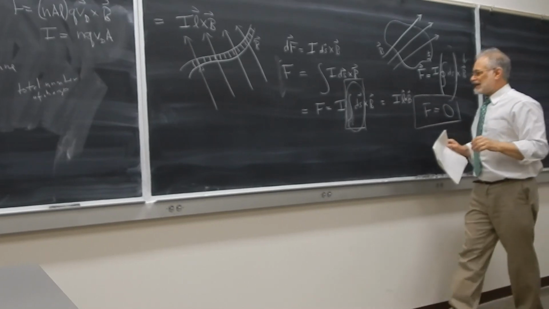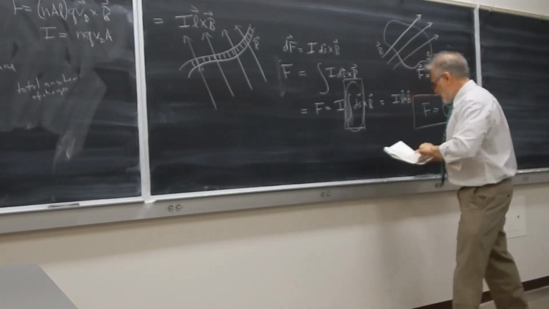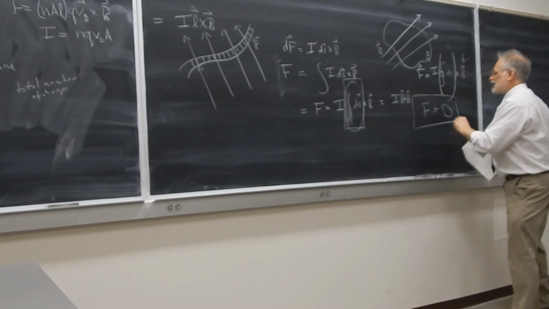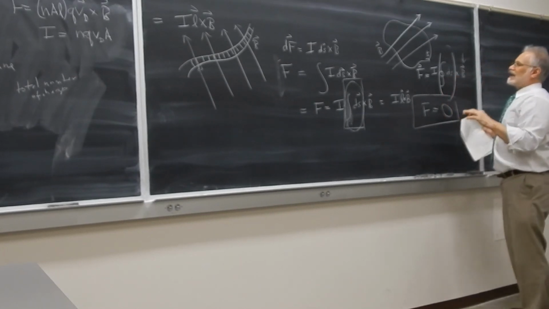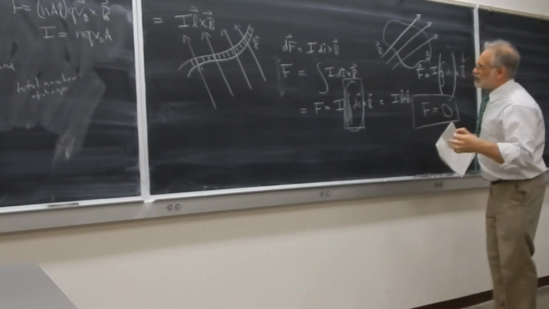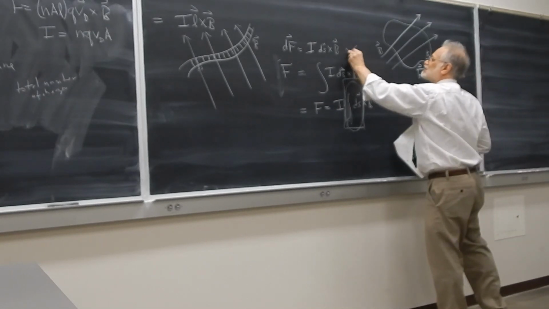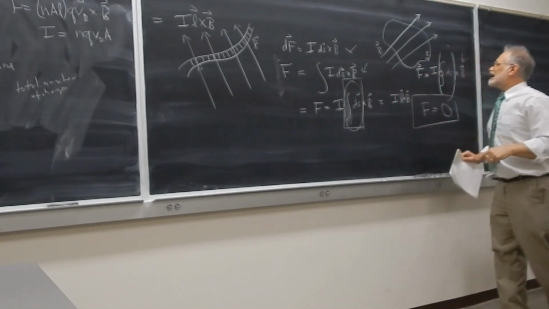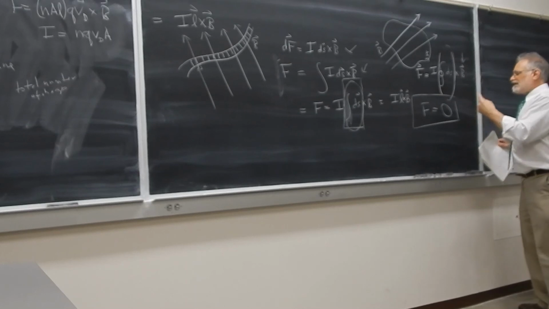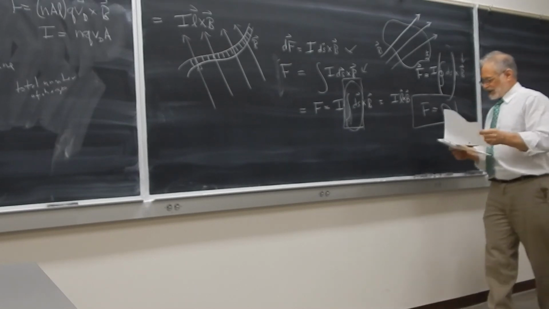No exceptions. That's always going to be the case. So that's a very important point that we can make from this. If I have an open loop, then the force is going to be calculated using this expression or this expression. If I have a closed loop, though, that force is always going to be zero. It's a good thing to remember.